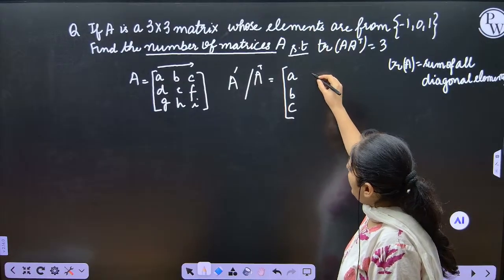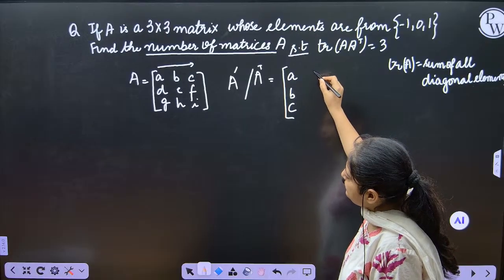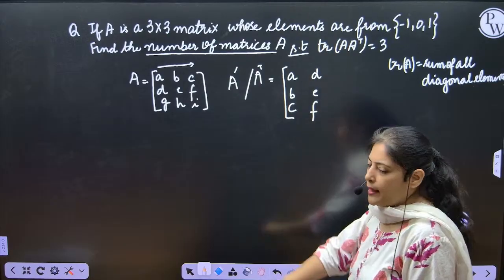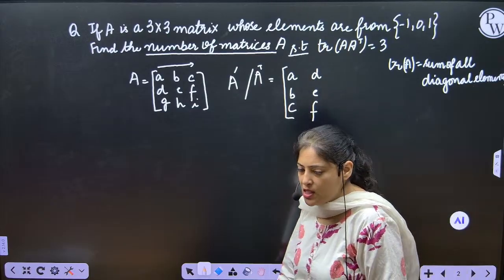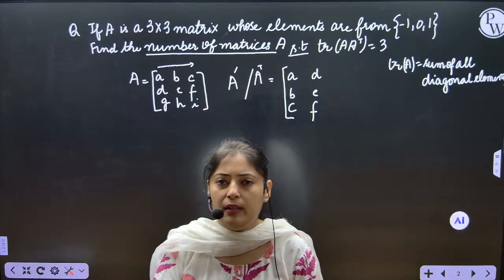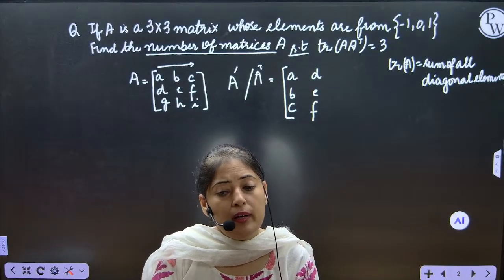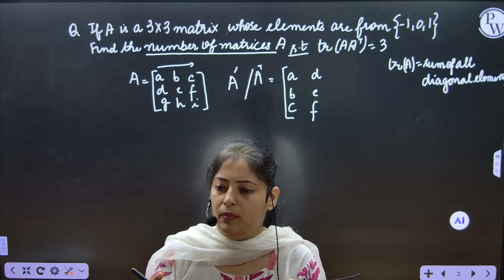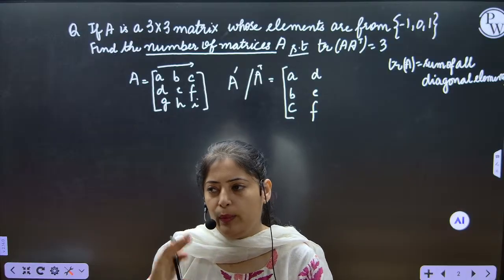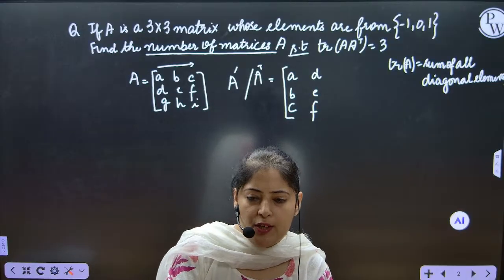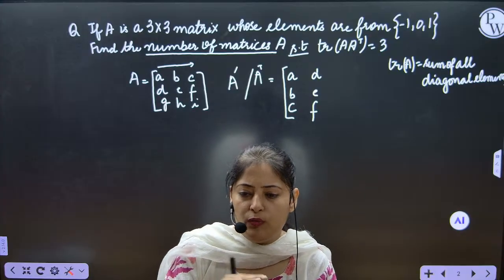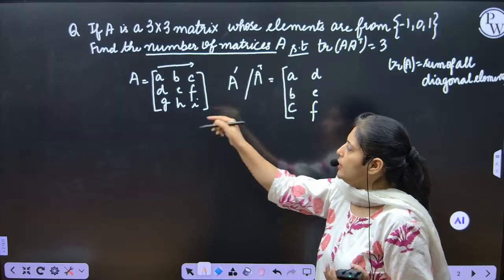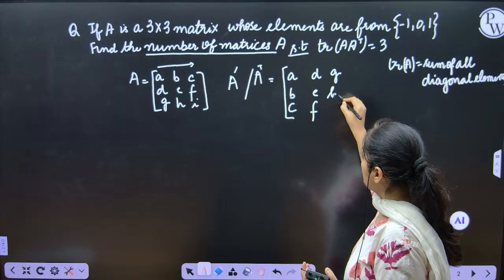Second row will become second column. That means transpose is nothing but interchanging, where each row will become the respective column. First row becomes first column, second row becomes second column, third row becomes third column. So this is the third row, GHI, and that will become the third column.